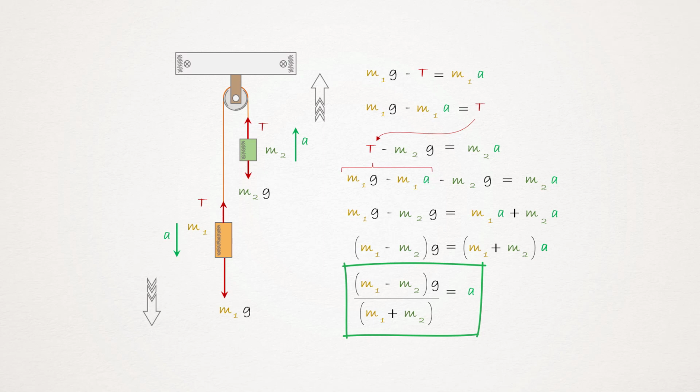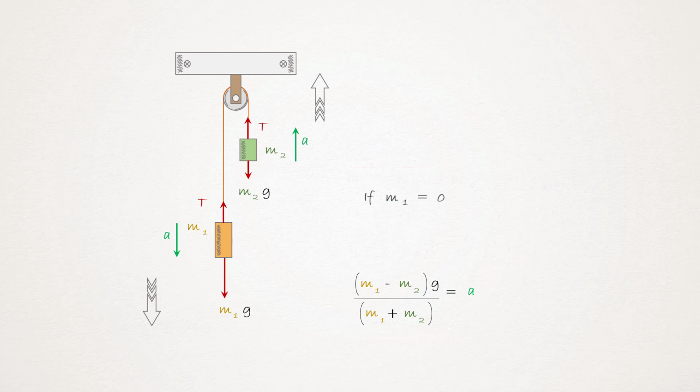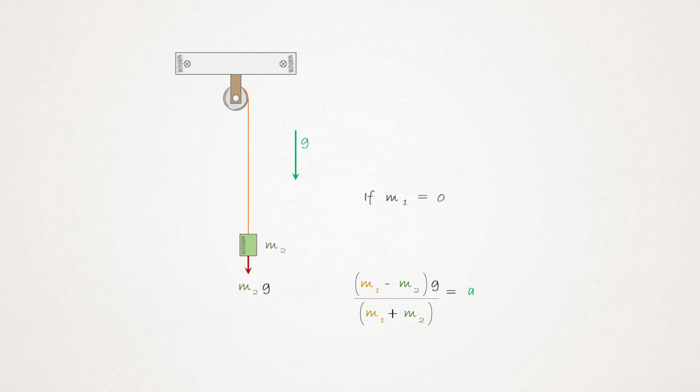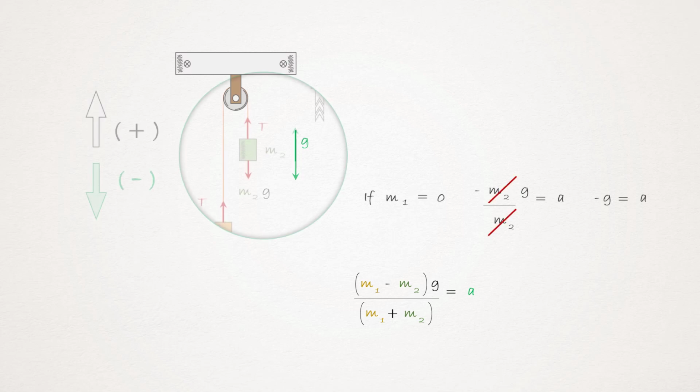Now, how do you know what you are doing is correct? You know, sometimes we make mistakes in the algebra, and so how do you know you're on the right track? The easiest way to check that your answer is making sense is by replacing some numbers for which you already know the answer. For example, if M1 is 0, then M2 should be free falling at g, 9.8 meters per second squared. This is exactly what you get. Notice the negative indicating the direction.